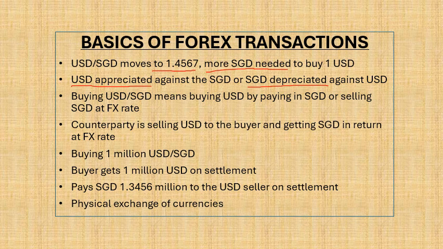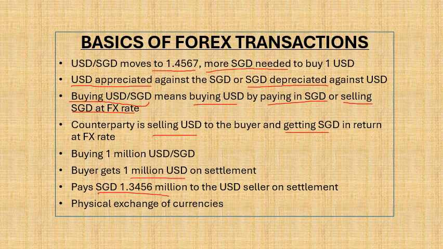If one buys USD SGD, this means that one buys USD by paying in Singapore dollars. In effect, the buyer of the USD SGD is buying USD and selling Singapore dollar at the given exchange rate. The counterparty in the same transaction is selling US dollars to the buyer and getting Singapore dollars in return. For example, if a trader buys 1 million USD SGD, he will get 1 million USD on settlement and pay Singapore dollars 1.3456 million to the USD seller.